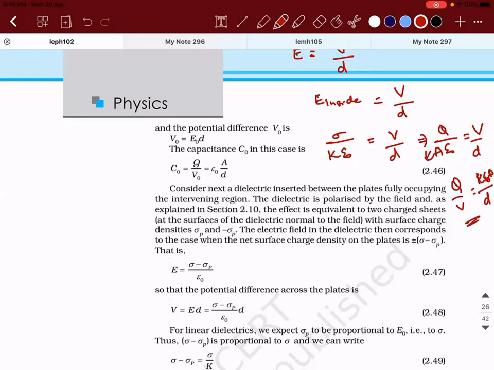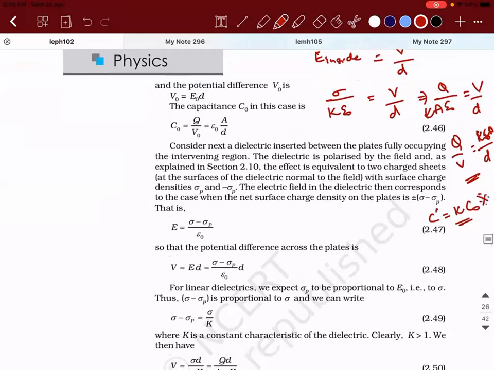But what is that Q by V, guys? Capacitance. And you have this kappa into epsilon naught A divided by D. What is that epsilon naught A divided by D? That was the initial value of capacitance before inserting the dielectric. Are you able to understand? So that value is C naught. So the final capacitance C dash is equal to kappa times C naught. This is the important observation that we need to make. Guys, am I clear with this? Is there anyone having doubt on this?